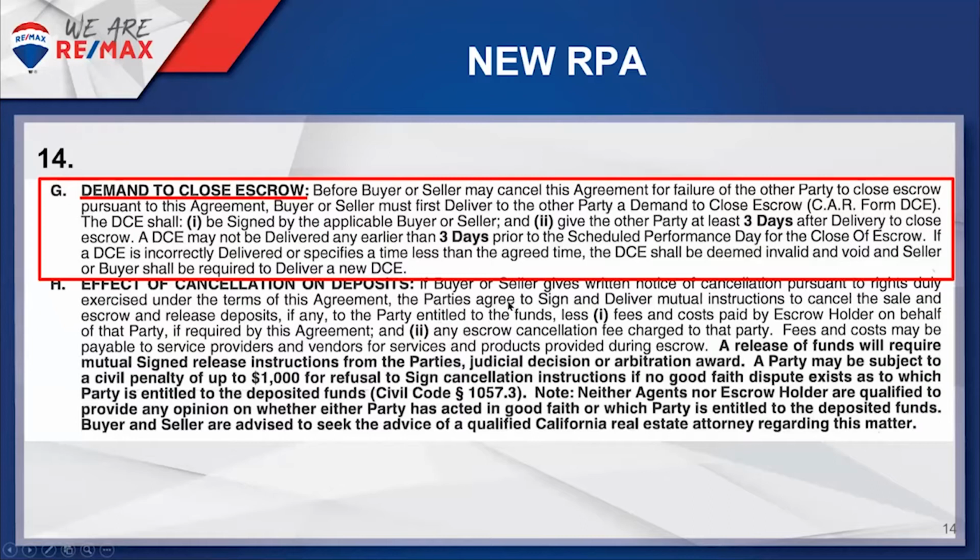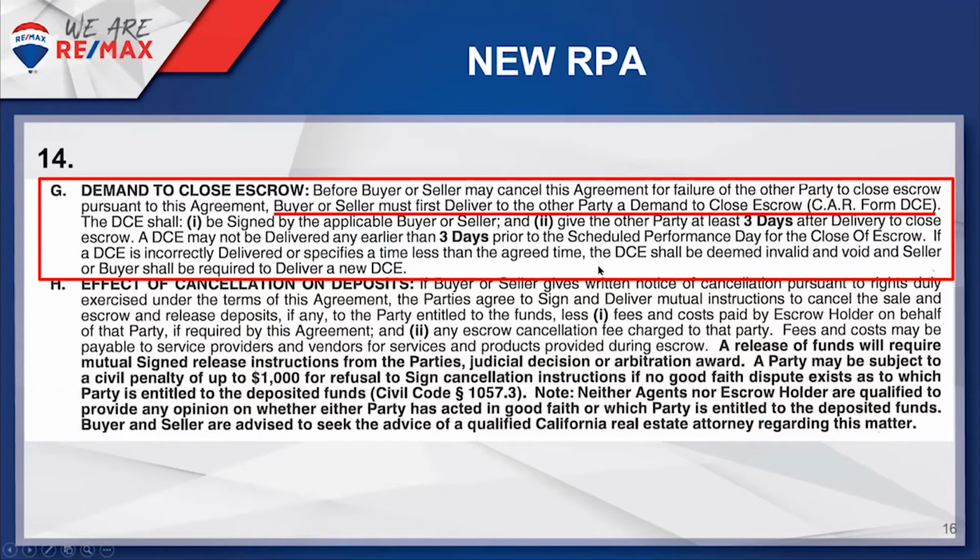Paragraph G is demand to close escrow, and that has the same provision. So basically, before you can cancel, you have to give a demand to close escrow if you're canceling for failure to close. Do not use a notice of buyer to perform or a notice of seller to perform to compel a closing. That is very problematic, and it'll create some problems for you. It's not valid. So you use a demand to close escrow. That's what the contract requires, to compel the other party to close.